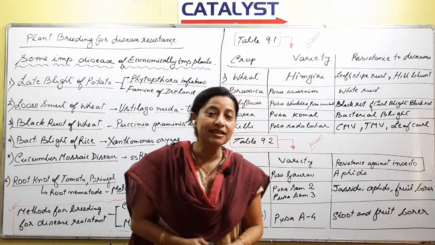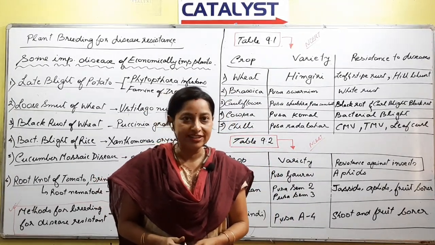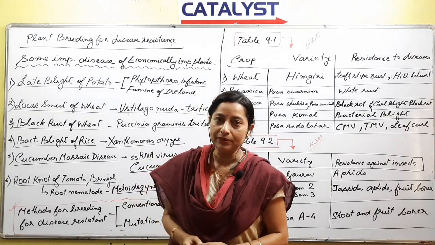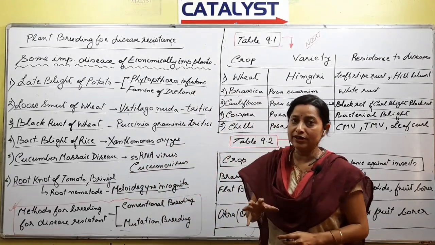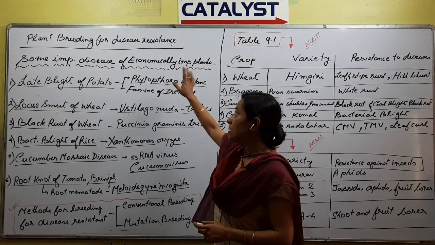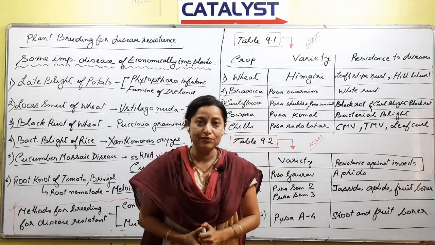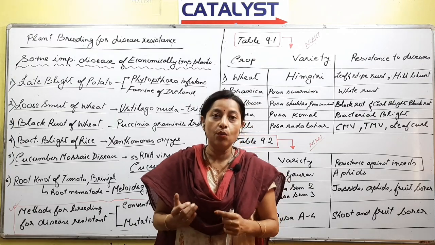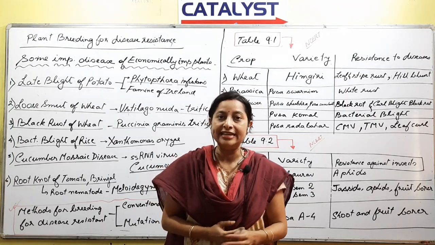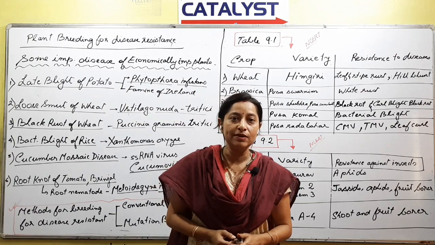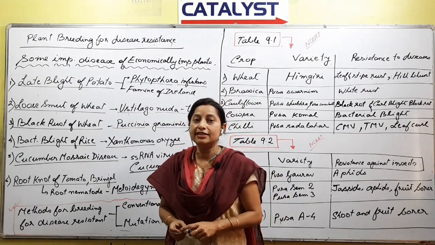Okay, good morning students. So we are going to continue the chapter strategies for enhancement for food production, right? The topic that we are going to discuss today is plant breeding for disease resistance, right? We have talked about what is plant breeding, what are the steps of plant breeding, why we should go for plant breeding, etc. in our previous classes, right? So what we will be talking about is plant breeding for disease resistance.